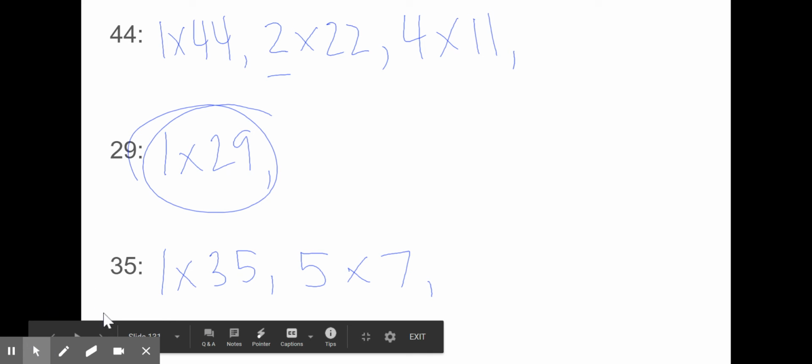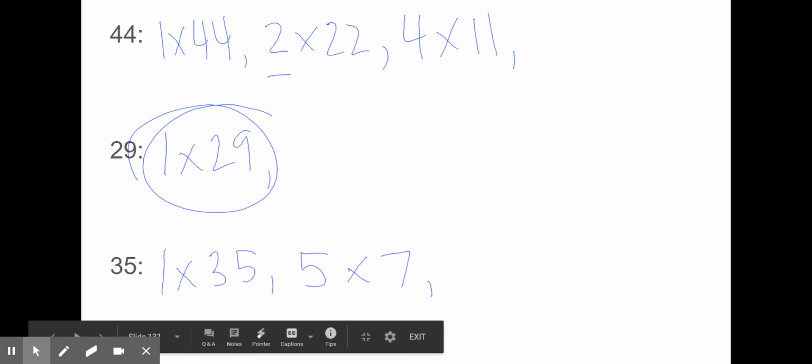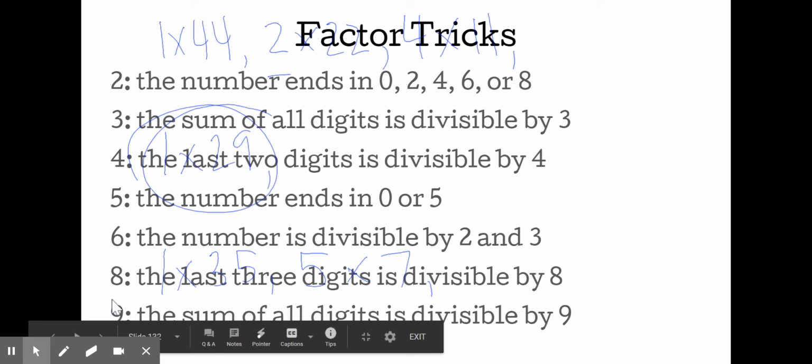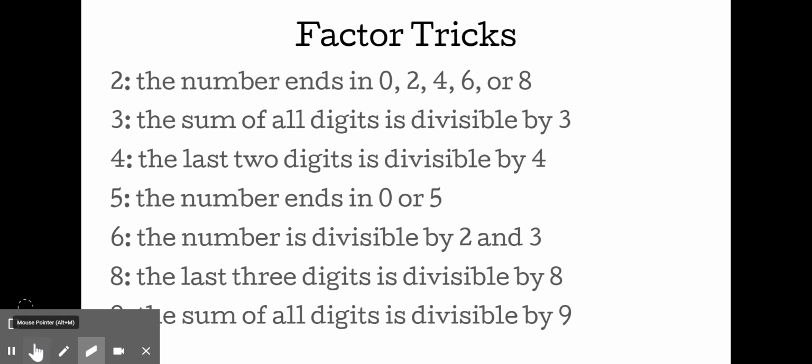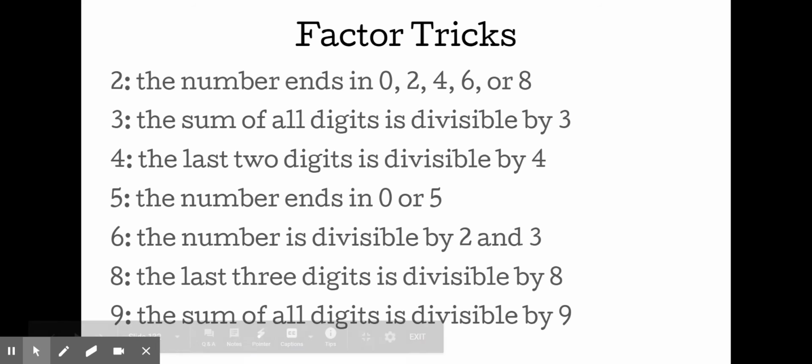So hopefully by now you've come back to the work we've done with factor pairs. And if you're wondering, Mr. Martins, I really would like a list of all those tricks. Ta-da! They're right there. So at some point on your own, if you'd like to copy those down, they're going to be in this slideshow.